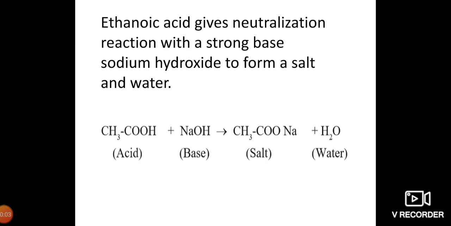You can see the reaction where ethanoic acid reacts with sodium hydroxide and forms sodium acetate, plus we get water. Here salt and water are formed, so it is called a neutralization reaction. Here CH3COONa is called sodium ethanoate. Its common name is sodium acetate. That means the IUPAC name of this sodium acetate is sodium ethanoate.